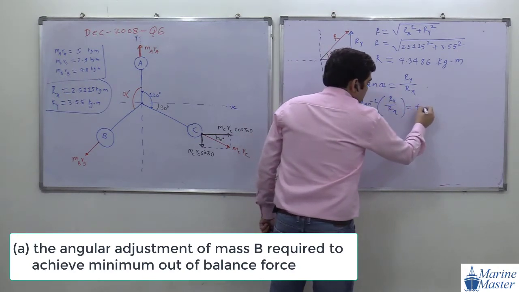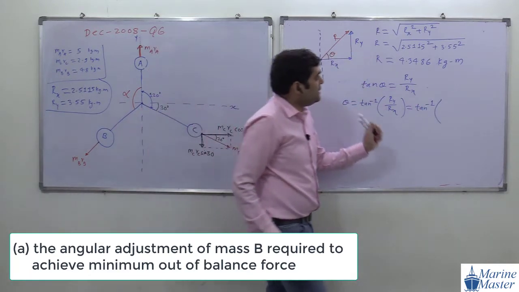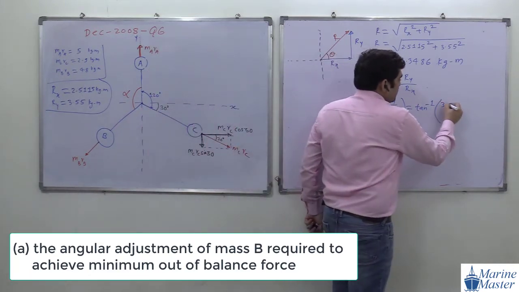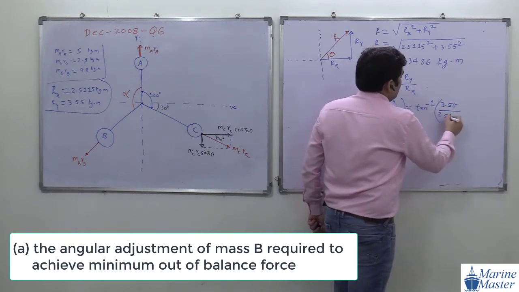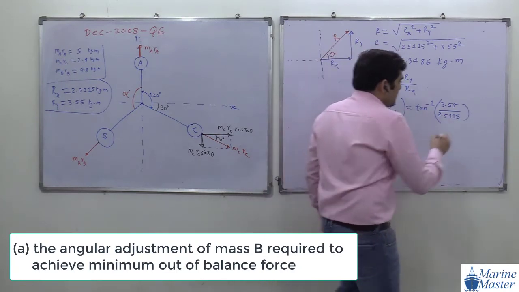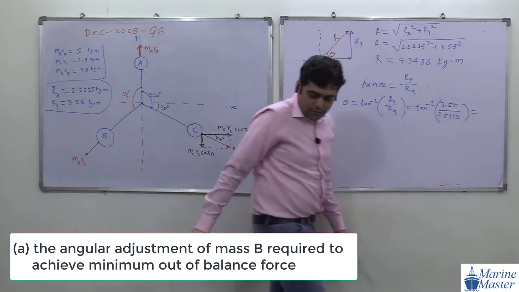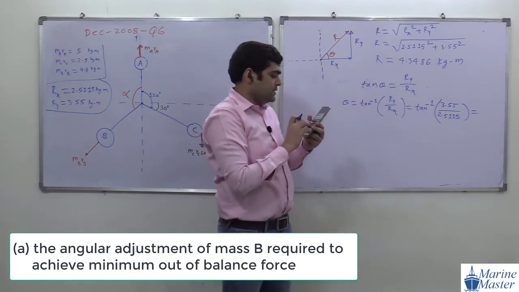So tan inverse of Ry 3.55 over Rx 2.5115. Check it once again. Is it okay? So what will be the value of theta guys? Everyone, take the tan inverse.